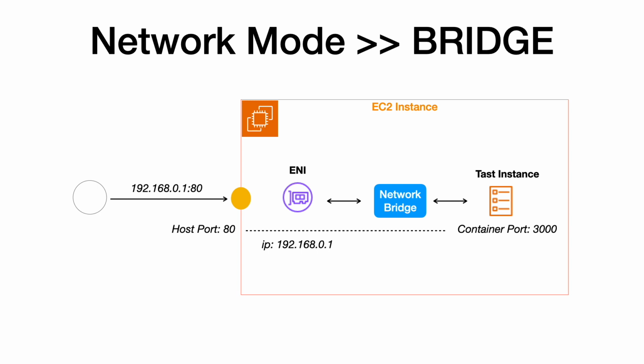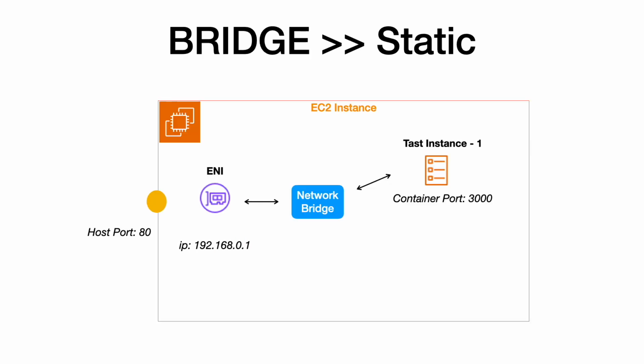You can define the port mapping in either static or dynamic form. If you are choosing the host port yourself, like we just did, this is referred to as static mapping. The challenge with static mapping is similar to the host mode. You cannot create multiple task instances on the same EC2 instance. If more than one task instance is created, it will run into port conflicts.